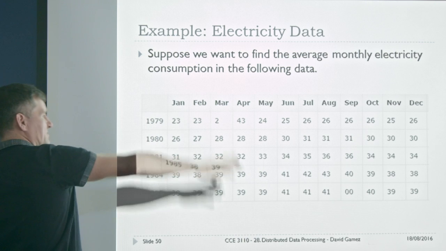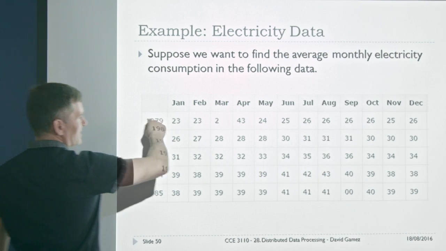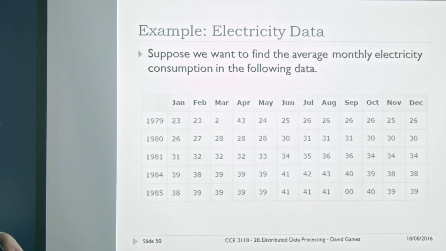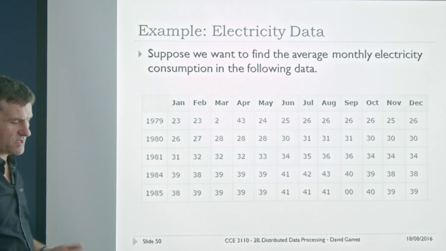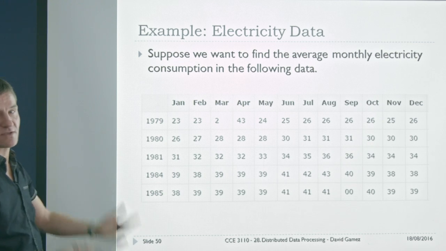And what we want is the average electricity data per month. So we want the average of all these numbers in this table. In this case, this table is absolutely trivial. But if we wanted the average monthly consumption for the UK, then that'd be like millions and millions of data points, and it would take much longer to process.